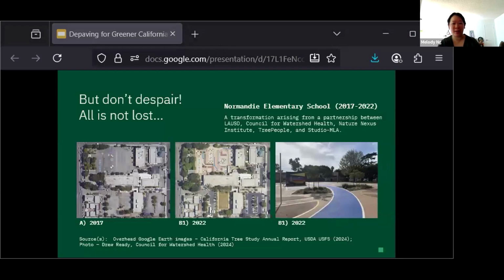All right. So after hearing everything, it's easy to assume that the odds are stacked against greening, and in some ways they are, but that hasn't stopped greening from happening, as you can see on this slide, showing a transformation of Normandy Avenue Elementary in LAUSD from 2017 to 2022 through a partnership with LAUSD and other critical greening partners, including Council for Watershed Health. But to get from the before, the pavement that you see, to the after, more green, schools and school greening advocates will need to take action to address both perceived and actual barriers to school greening. So here are some recommendations to consider to guide future action.